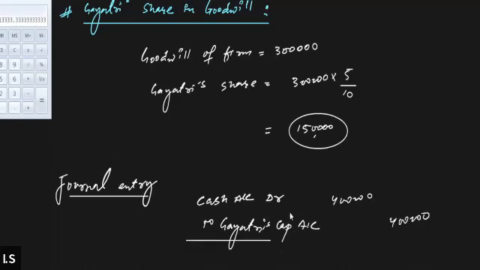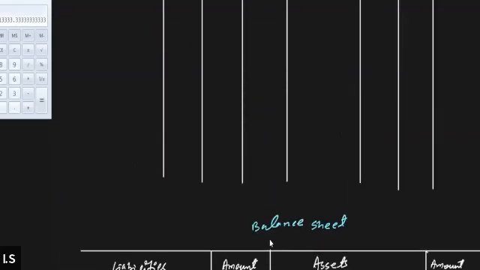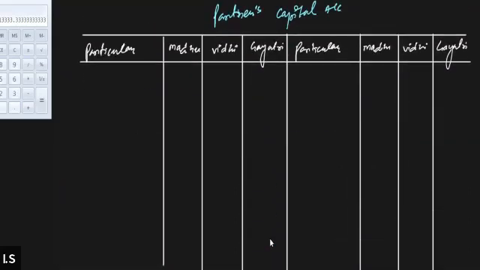Four lakhs. So now what we will do, we will just record this general entry into the partner's capital account. See, in this general entry, it says that cash account needs to be debited and Gayatri's capital account needs to be credited, right? So we'll go to the partner's capital account, and on the credit side of the capital account, we'll write down by cash.